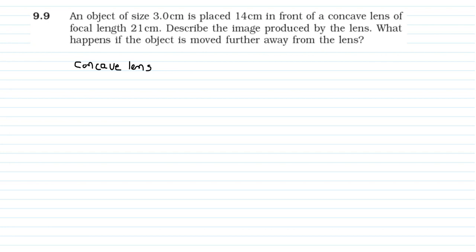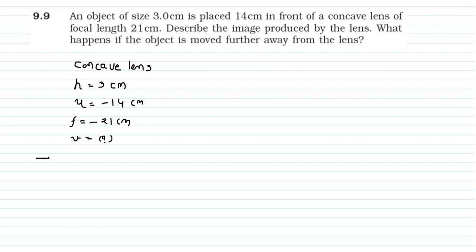Okay, concave lens here. The size of the object, that is h, is equal to 3 centimeter, and the object distance u is equal to minus 14 centimeter. Concave lens of focal length 21, that is, you can say f is equal to minus 21 centimeter, right. You have been given this much data. Okay, you want to find out the image distance, that is v.